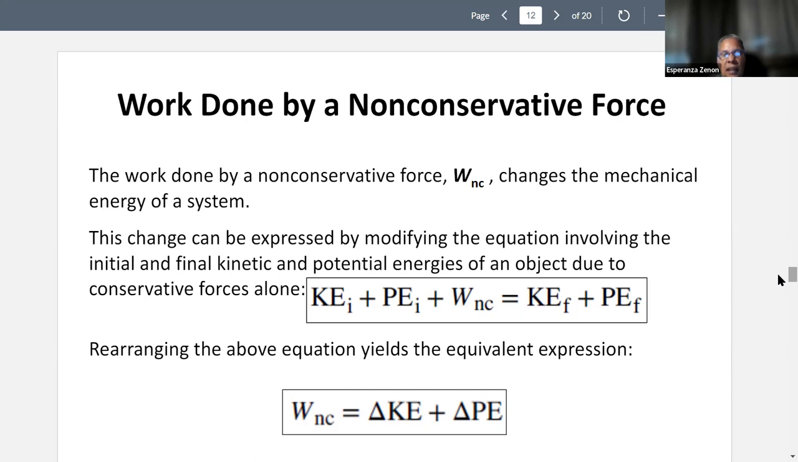So if we're going to include the work done by these non-conservative forces, then we have to say that we look at our kinetic energy and potential energy at the start plus the work that's done by this non-conservative force, and that would be equal to the kinetic energy plus the potential energy of our system at the end, right? So again, by rearranging this conservation of energy equation, we can indirectly determine the amount of work done by a non-conservative force, like friction.